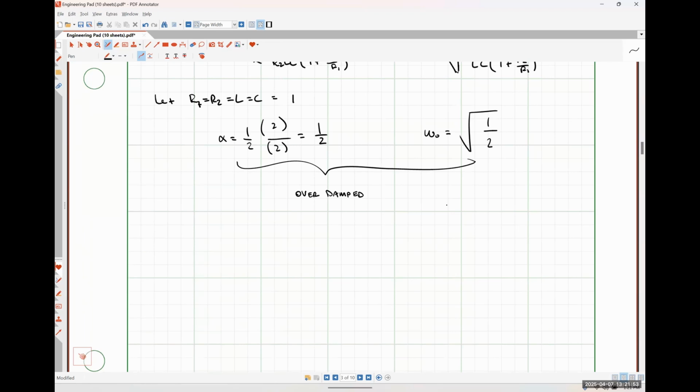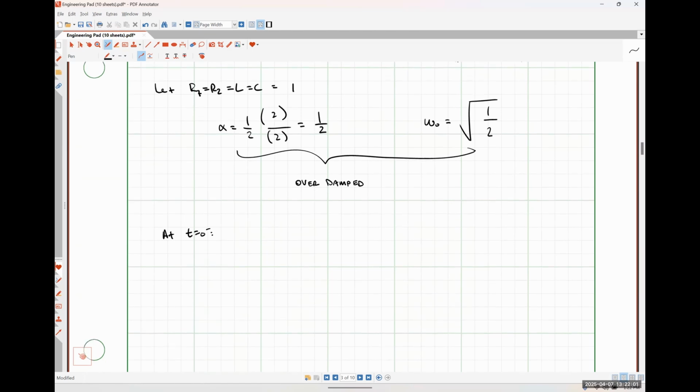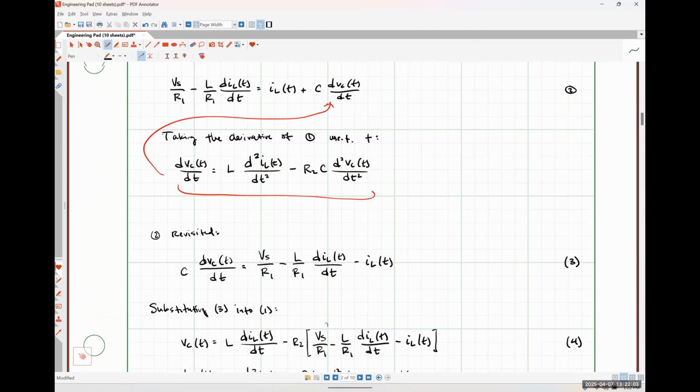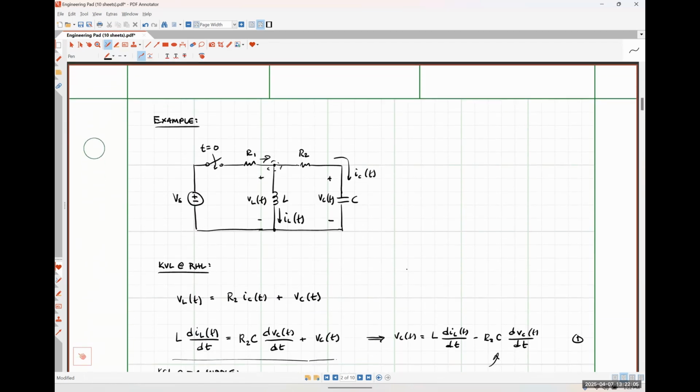So at t is equal to 0 minus, let's just scroll up here real quick and look at things. At t is equal to 0 minus my voltage source, and let's call that a 1 volt source as well, just for the hell of it. My voltage source is disconnected, so everything is 0. Everybody okay with that?